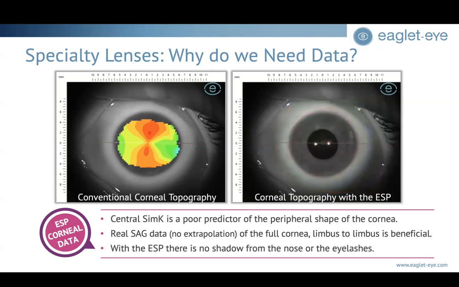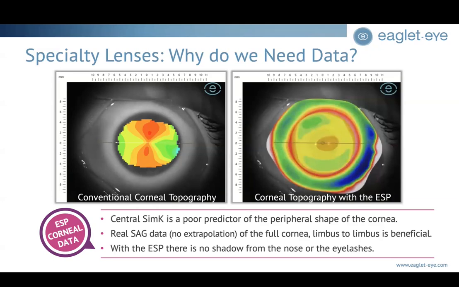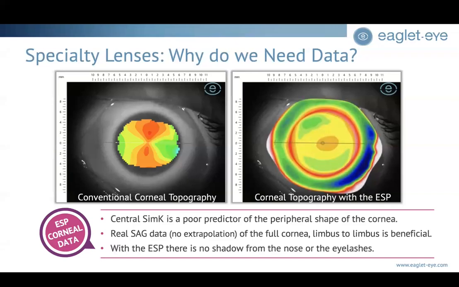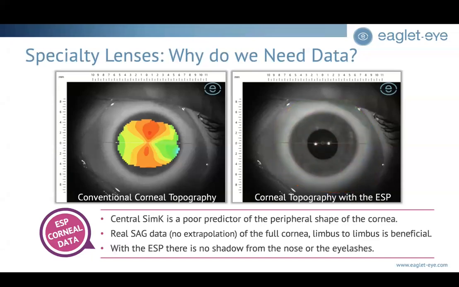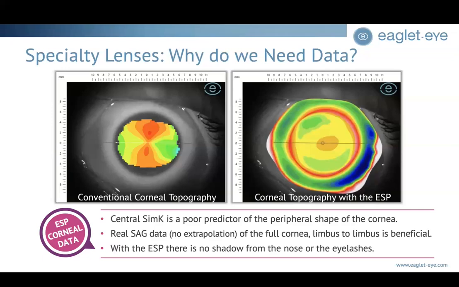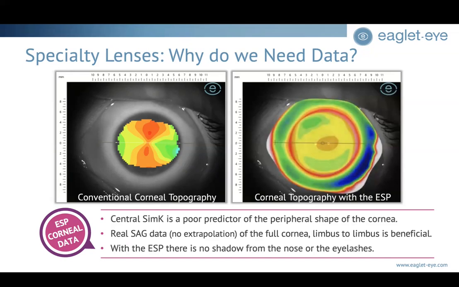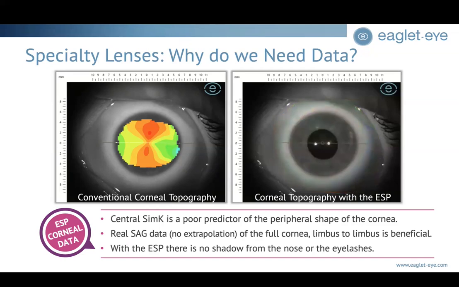Some of the cool things about profilometry and using the ESP include that we're getting real sag data. With reflection-based systems, I'll explain how the unit works. We're getting a full, real elevation-driven image based on a best fit sphere that is not extrapolated. The data that we get from the unit covers the full cornea, all the way out to the limbus and out onto the sclera as well.